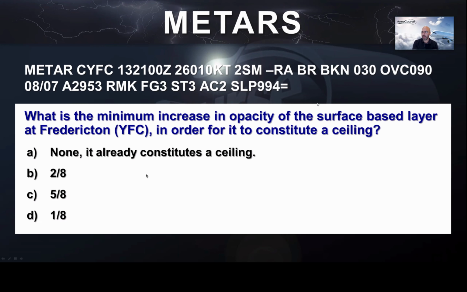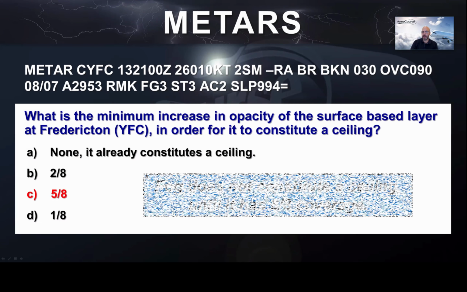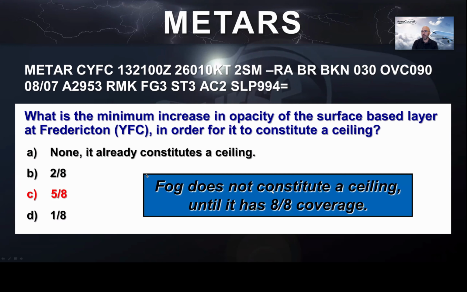So normally a ceiling is anywhere from 5/8 to 8/8 coverage. However, for a surface-based layer, it has to be a full 8 octaves for it to be considered a ceiling. So fog or mist only constitute a ceiling if they cover the full 8 octaves. If this question says, what's the minimum increase in the opacity of the stratus layer, then B would have been correct. But because it's a surface-based layer, the fog, it has to be C.